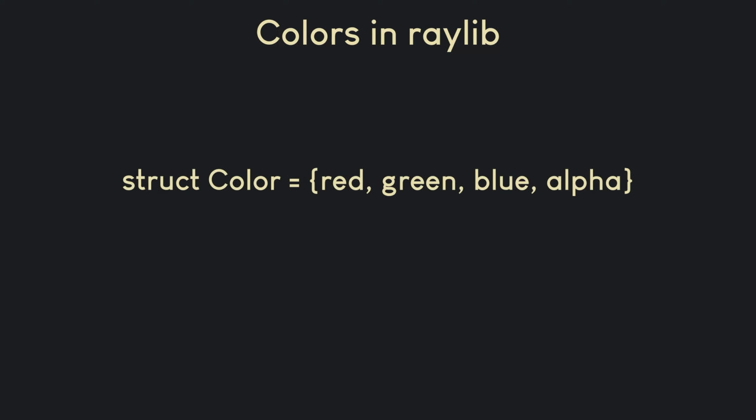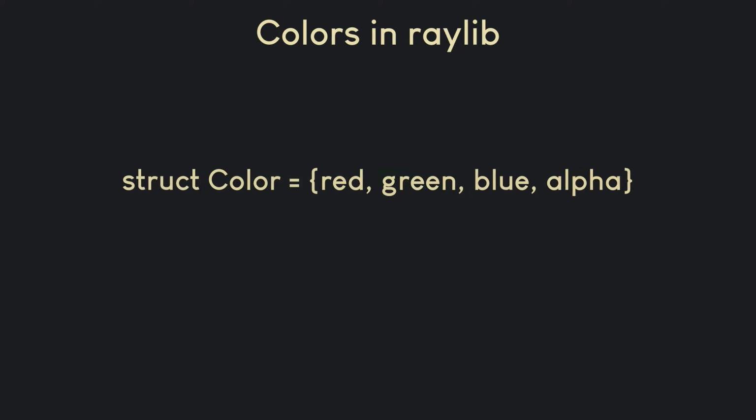Raylib provides several built-in colors, but we will be defining our own colors for this game. In Raylib, colors are represented using a struct called Color, which contains 4 unsigned byte components: red, green, blue, and alpha. The values for each component range from 0 to 255, where 0 represents the absence of the color and 255 represents the full intensity of the color.